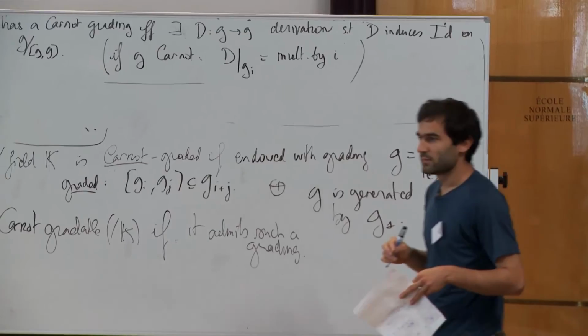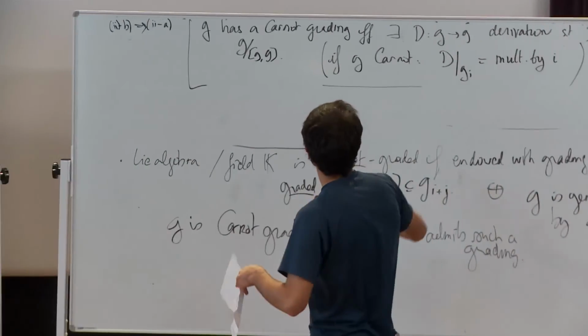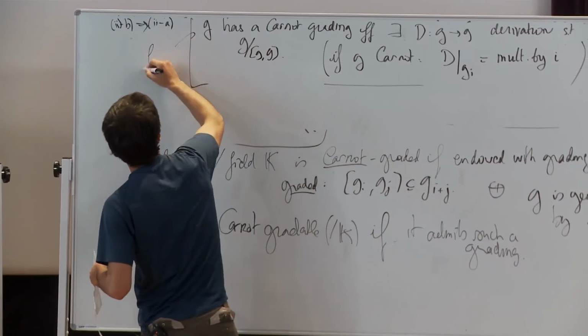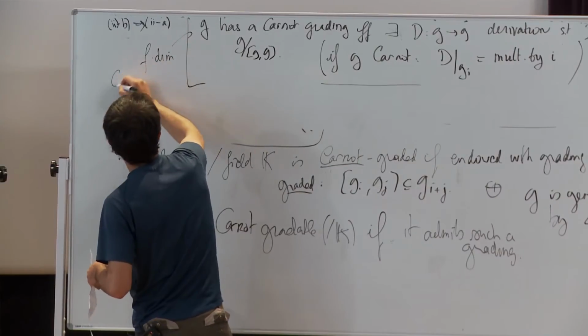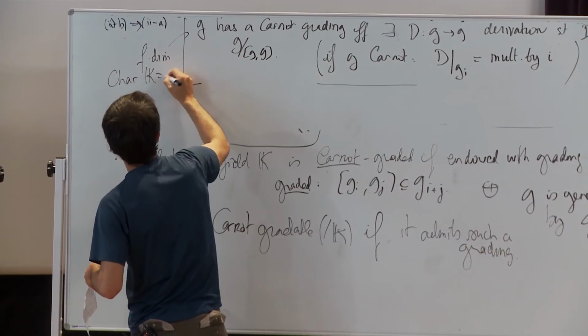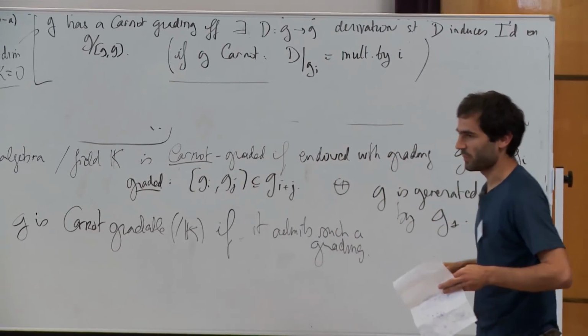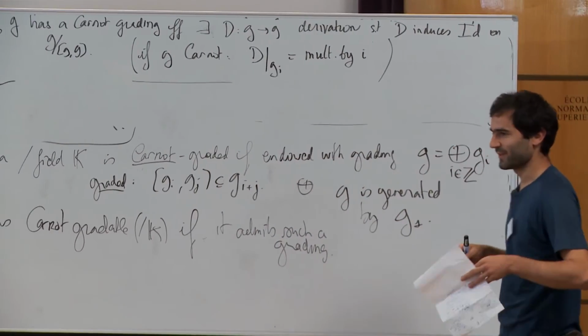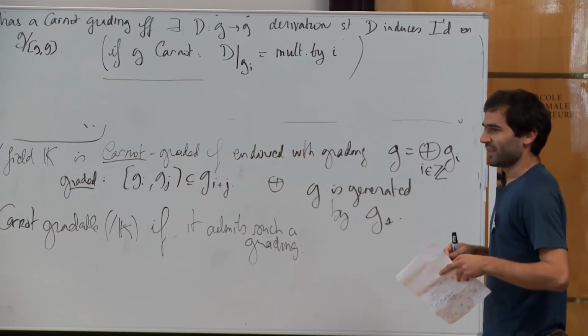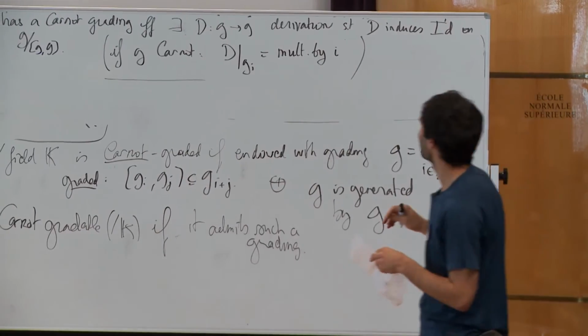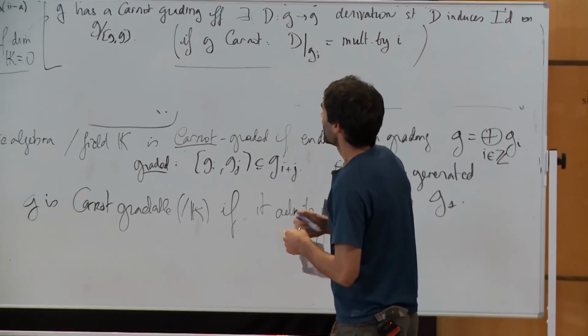Is the algebra assumed to be finite dimensional? Yes. I don't know if it's true in characteristic p when the dimension is large compared to p. Okay.